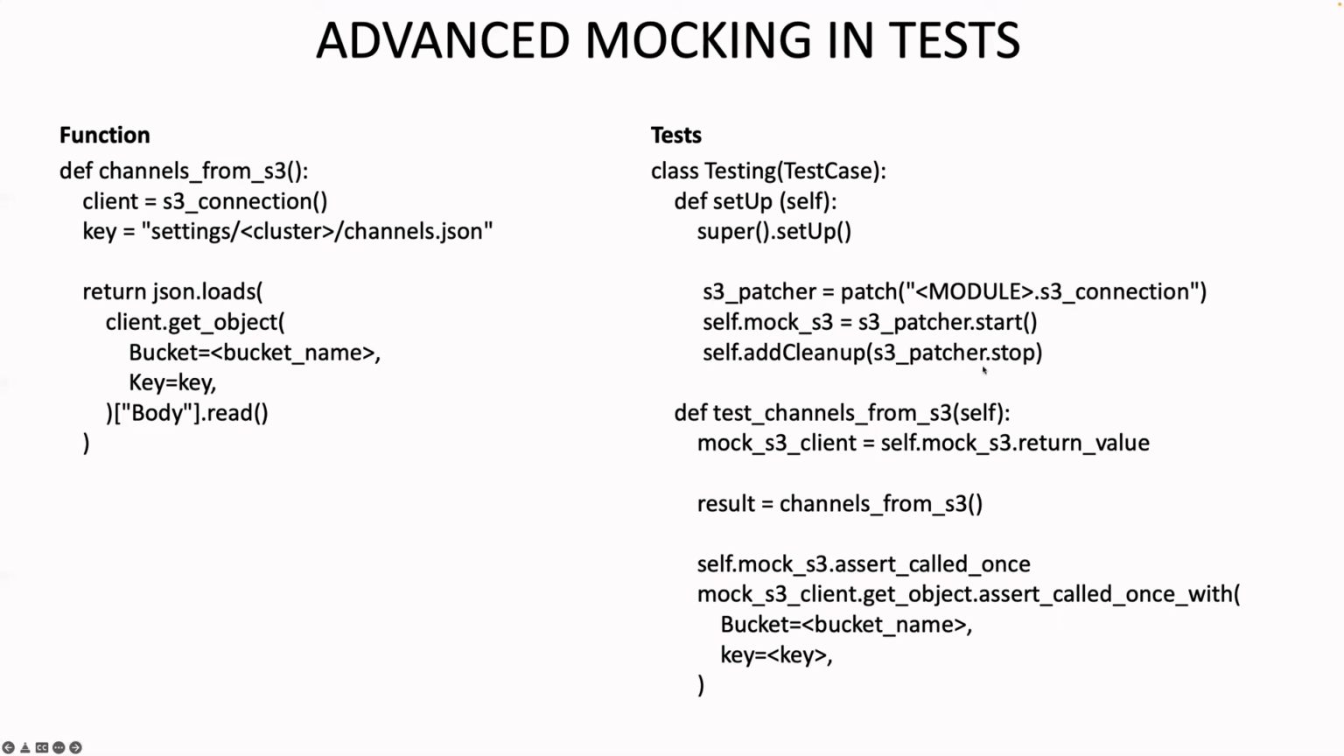And this piece of code does it. It's essentially the same thing, except without the special S function decorator. You're patching the same S3 connection via the module, and then you have to tell the patcher to start whenever setup is run, and then you have to clean it up at the end when all the tests are being torn down, or the test is being torn down. It has to clean up after itself.